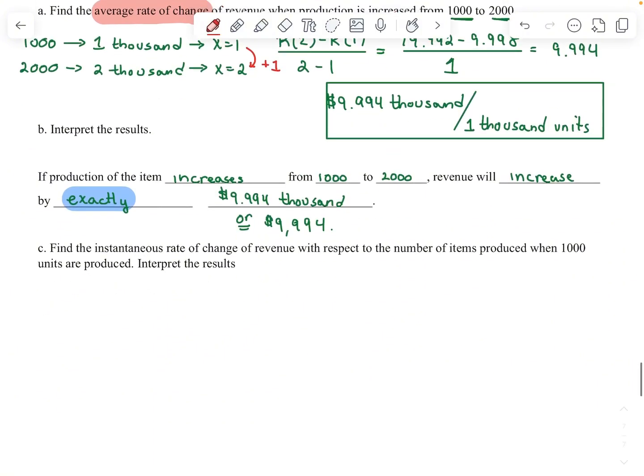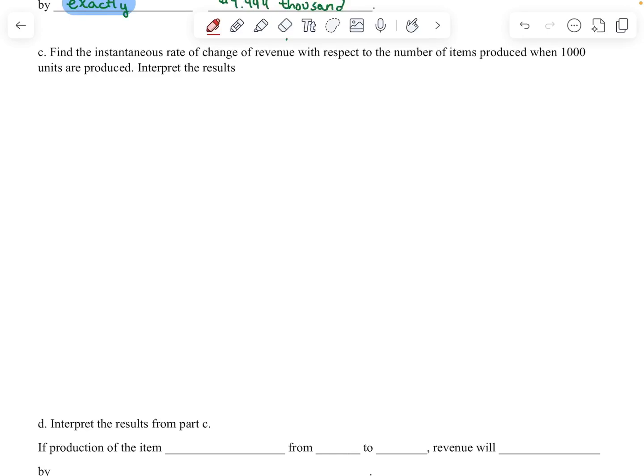Now on to part C. Find the instantaneous rate of change of revenue with respect to the number of items produced when 1,000 units are produced, and interpret the results. In this example, we're looking for an instantaneous rate of change, so we are going to apply the instantaneous rate of change formula. And that will be the limit as h approaches 0 of r of a plus h minus r of a, all divided by h. And we're going to evaluate this expression when a is equal to 1.